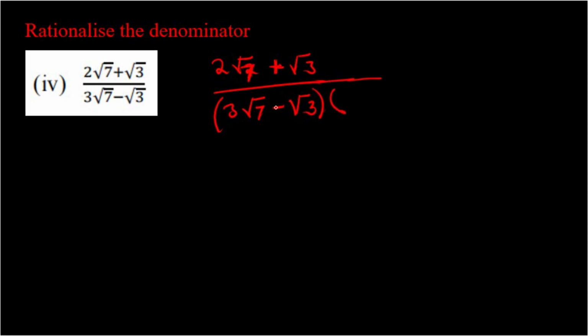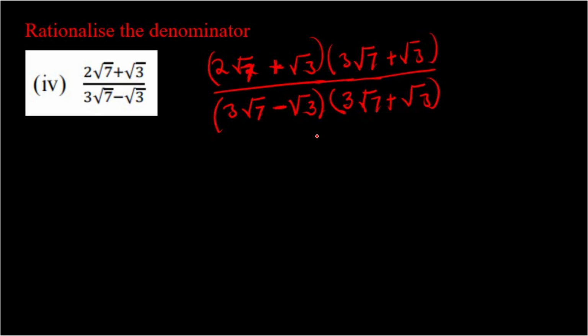What will be the conjugate? Here it's negative, right? So the conjugate will have a positive: 7 there plus root of 3. Then this side, you say 3 root of 7 plus root of 3. So what you do is multiply this part times this part. What you have outside will multiply with outside.